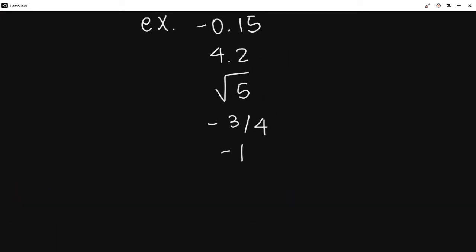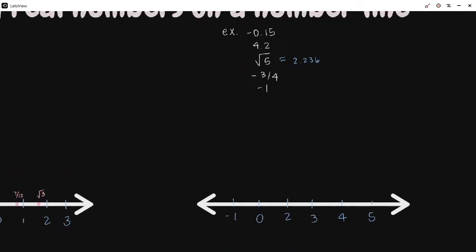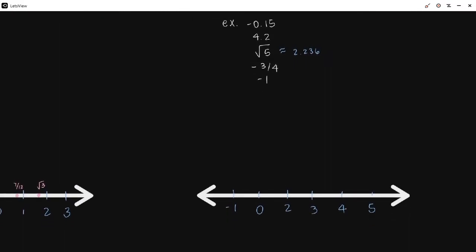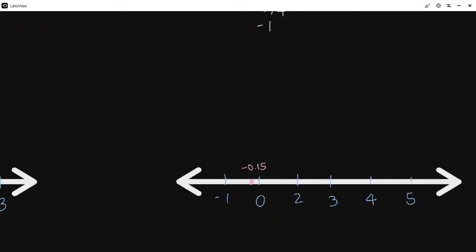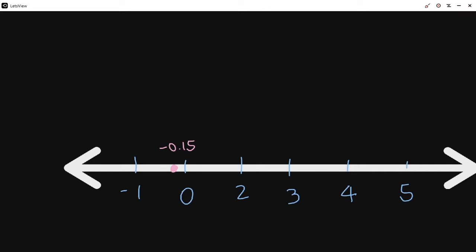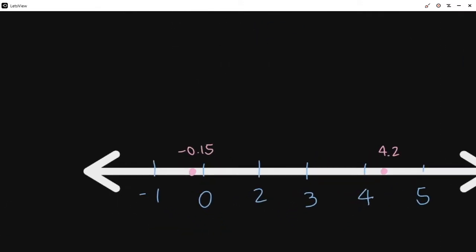So first we have to figure out what square root of 5 is. This is about 2.236. -0.15, that is between 0 and -1, and it's only a little less than 0, so it'd be somewhere here. 4.2 would be between 4 and 5 and closer to 4. Square root of 5 is 2.236, so between 2 and 3, a little closer to 2.